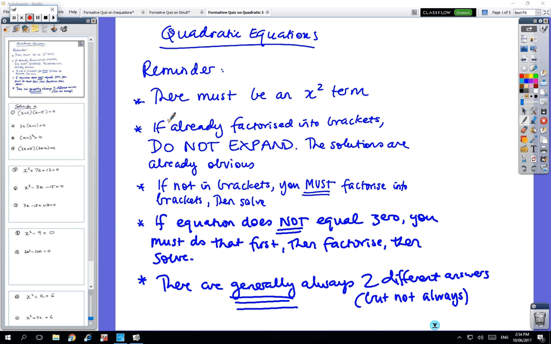Okay, so we're looking at a formative quiz on quadratics. There's some notes that you need to look at again. Just go over it, take your notes if you need to, but if it's obvious then that's fine. Okay, when you're ready, come across to the next page and we'll start doing some questions.